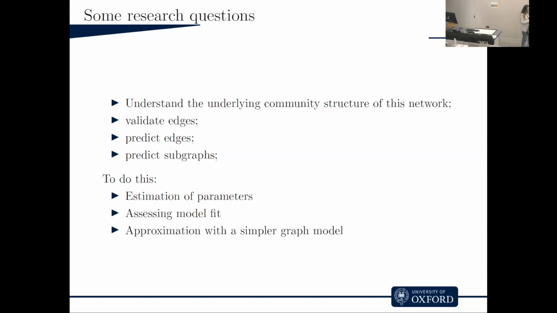So to do this, since ERMG is a parametric model, we want to estimate the parameters. We want to assess the goodness of fit, and we might be interested in approximating the ER mixture graph model with some simpler model or some model of interest. So we might want an approximation result.